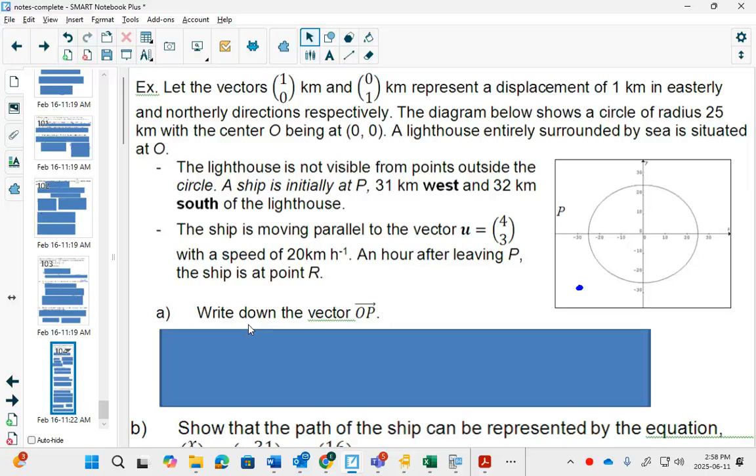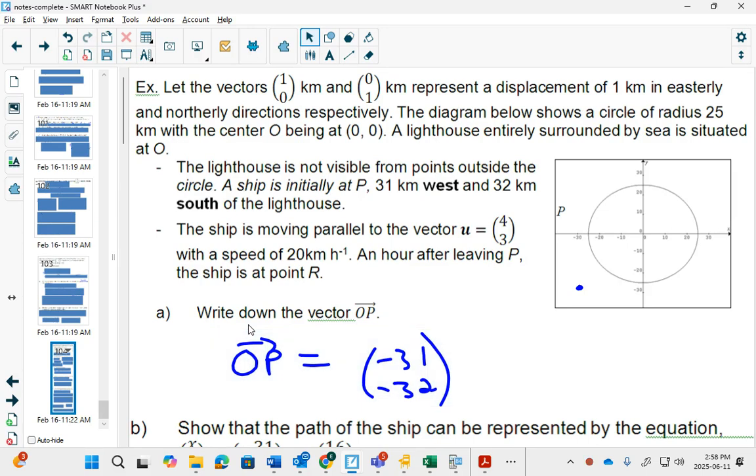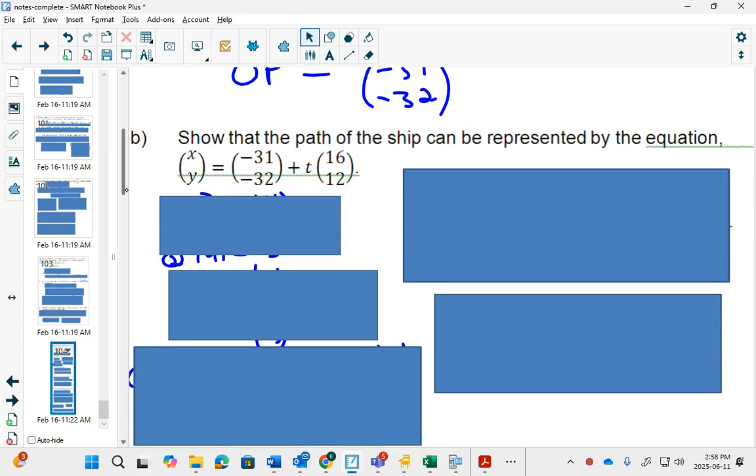After leaving P, the ship is at 25. So we're going to write down the vector OP. There's our starting point, (-31, -32). And if we wanted to create the equation of this ship, we have our starting point.